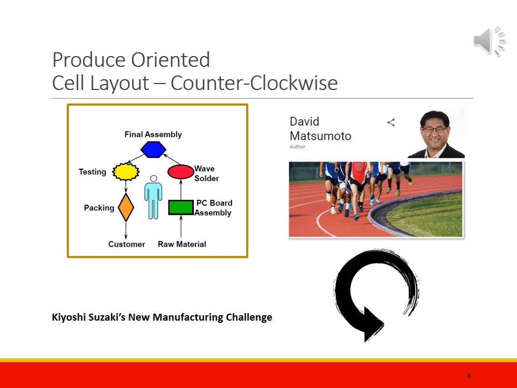We're going to see a number of pictures from Kiyoshi Suzaki and his New Manufacturing Challenge. Suzaki was a really sharp guy, a very smart Japanese sensei, but for some unknown reason, all of his cells are running in the opposite direction. We're going to have to look at those and ask why. And there's a question too, right? Why from right to left?